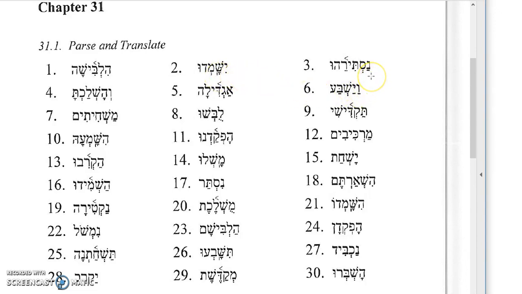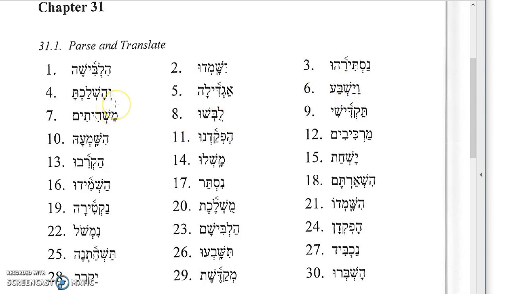And then you have nastirehu with a prefix nun with a patah under it and a hirik yod in the middle. That indicates that that is a hifil imperfect first common plural. Then the ehu at the end is the third masculine singular suffix. And satar means, in the hifil, to hide someone or something. We will hide him.